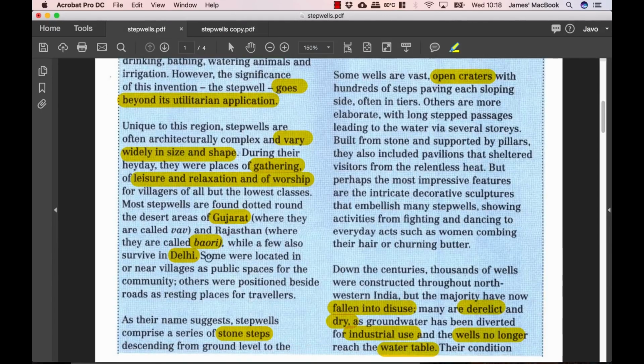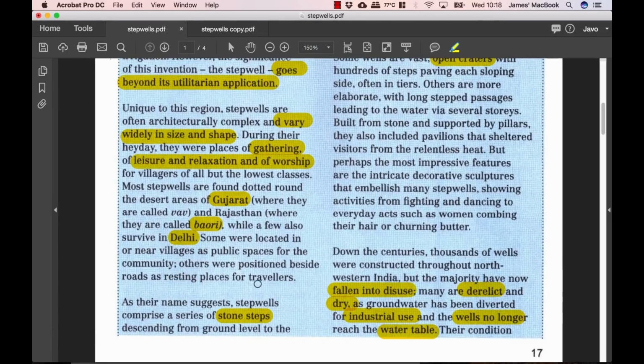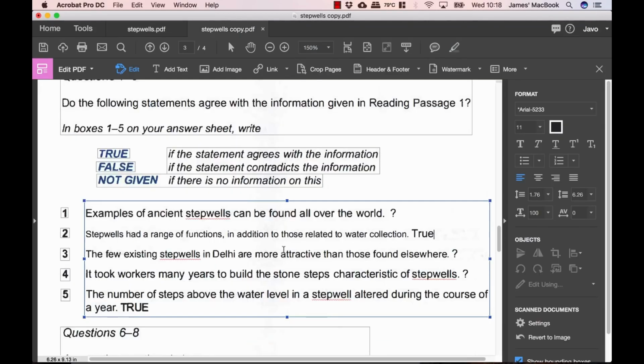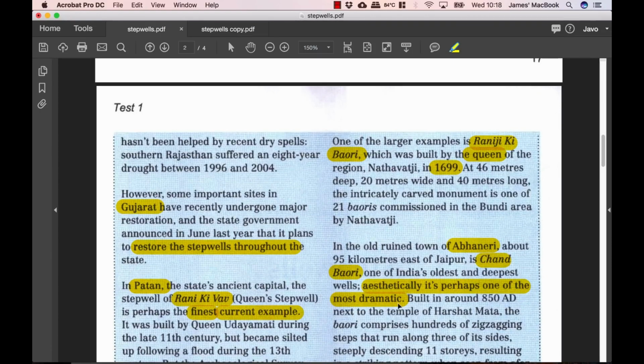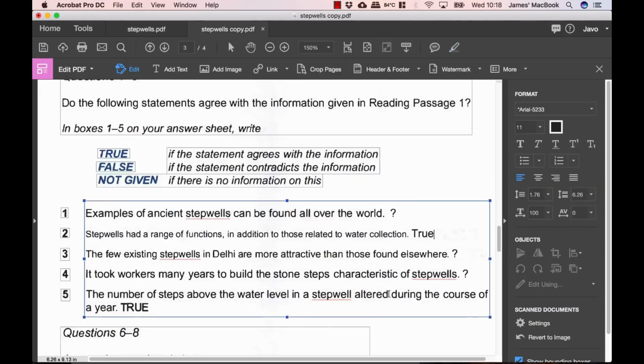So easy ones first, and the easy one is number 3. We just have to find Delhi. Well, a few also survive in Delhi. Aesthetic, possibly the most dramatic. Attractive, aesthetically dramatic, attractive, I think that means the same. So false. Let's just put F there. Okay.